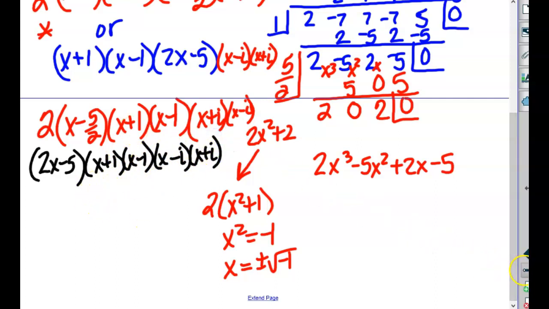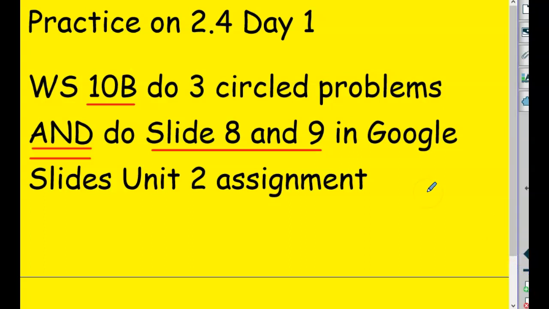All right, I ended that badly. All right, guys, there are 3 circled, no Delta Math tonight, okay? There are 3 circled problems on worksheet 10B, and you need to work on finishing up the Google Slides. I would suggest you do slides 8 and 9 tonight. 8 is a puzzle about multiplicity. You just drag the zeros over and make a little picture. And 9 is just a little bit of typing, where you talk about multiplicity on that one as well.